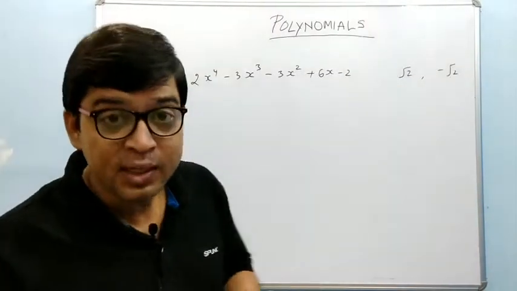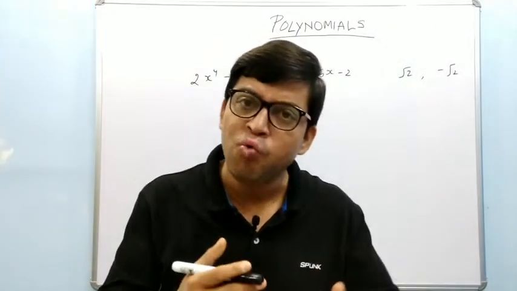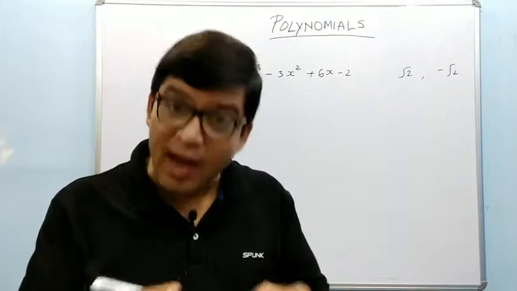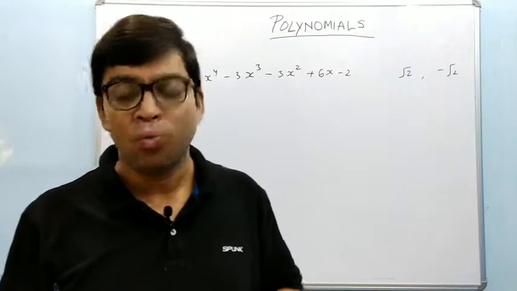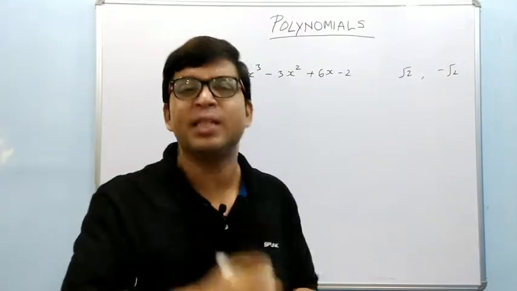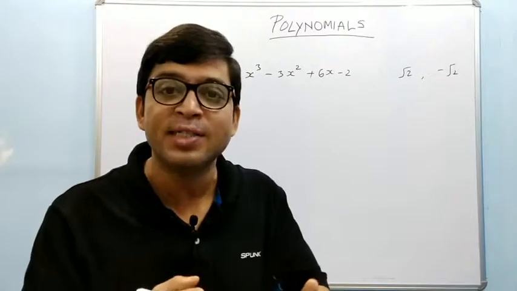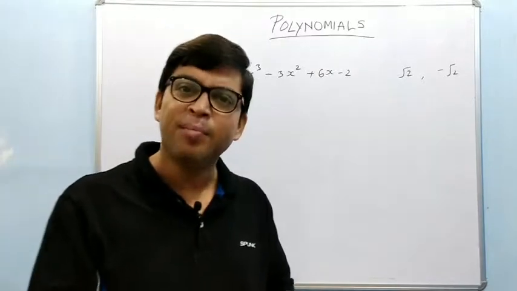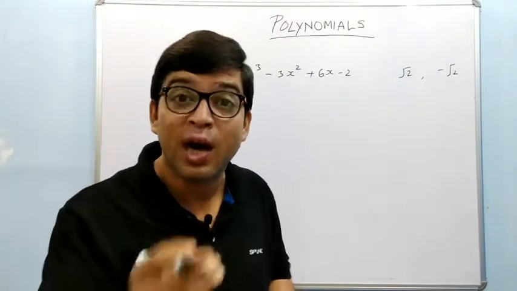Now we will see that if some of the zeros of a polynomial are given, how to find the other zeros. For that we will be using the division algorithm. What is the division algorithm? Very basic thing, you know. Dividend is equal to divisor into quotient plus remainder. Very important and very basic.